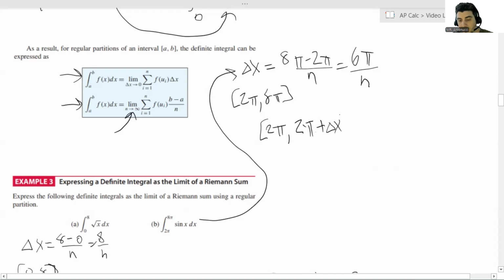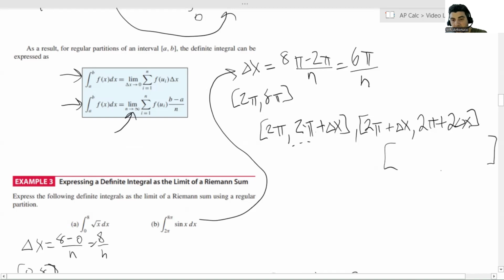for the right endpoint. And then the next interval is going to start where the last one ended, so 2 pi plus delta x. And then we're going to add another delta x, or 2 delta x to it, so 2 pi plus 2 delta x. And then we're going to continue and so forth and so on until we get to the last subinterval, which is going to end at 2 pi plus n delta x. And it began one less than that, so 2 pi plus n minus 1 times delta x.